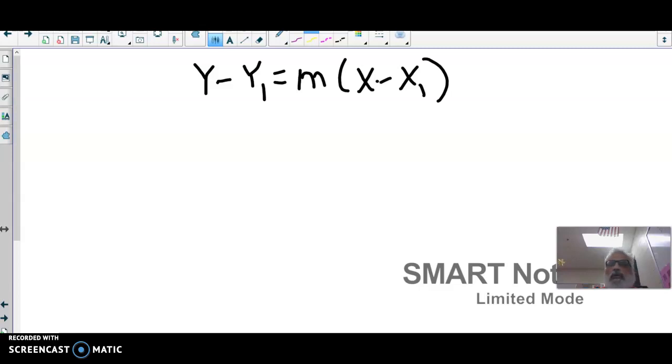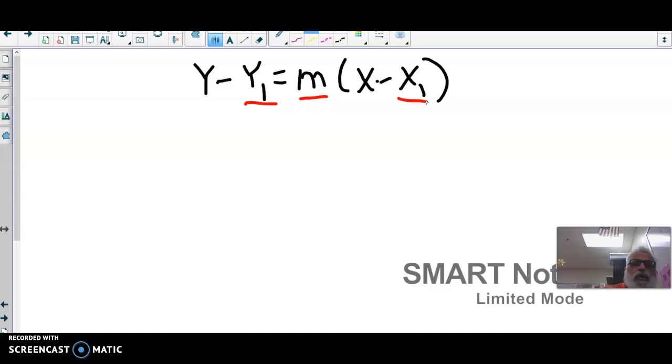Okay, I'm going to go over a problem where we have to create a linear equation using the point slope equation. So I have the point slope equation here. It's y minus y1 equals m(x minus x1). These are the three things that we have to replace, and that is normally given.